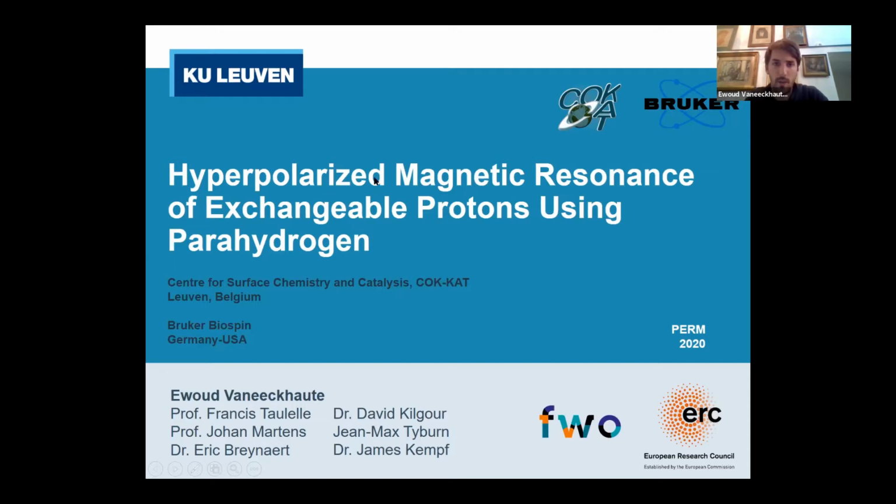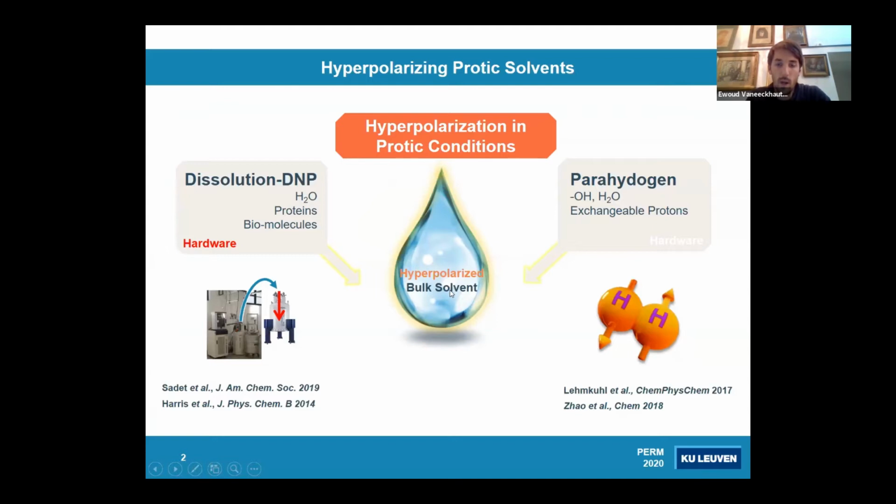So it's indeed about the hyperpolarization of exchangeable protons, the exchangeable proton pool, using parahydrogen. So why the hyperpolarization of a bulk solvent or an exchangeable proton pool? If you can hyperpolarize this, you have the advantage of using this bulk hyperpolarization and using chemical exchange or, for example, NOE effects to hyperpolarize secondary targets.